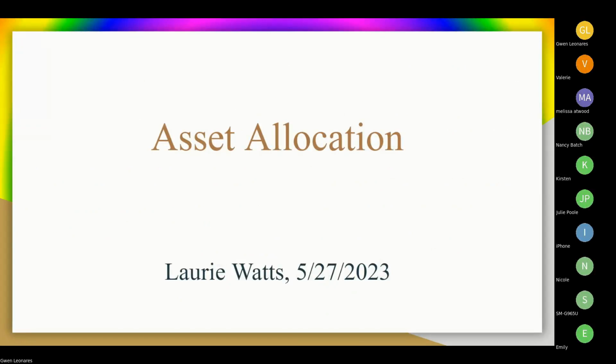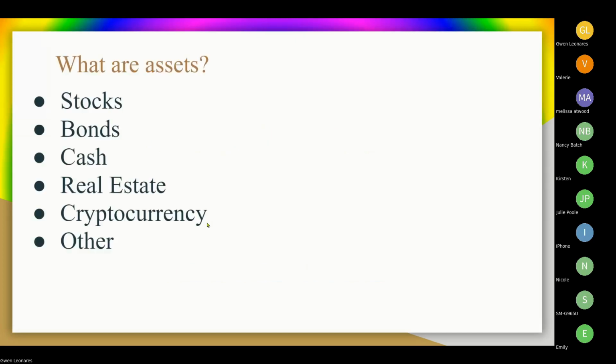Okay, so asset allocation, that's me. So what are assets? If you break it down, it's stocks, bonds, cash, real estate, cryptocurrency, and other things. There are some other alternatives that are out there. But let's look at these assets and how they compare to each other.